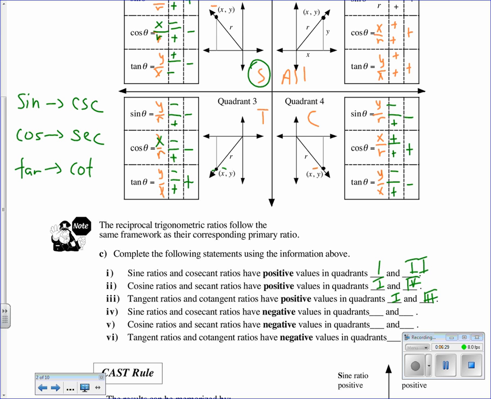Now we go through their negatives. Sine and cosecant, remember that's the same thing. They're negative when you go down into quadrant 3 and quadrant 4. Cosine and secant, same relationship. One's the reciprocal of the other. They are negative in quadrant number 2 and 3. And your tan ratios have negative values, so tan and cotangent have negative values when you're sitting in quadrants 2 and 4.